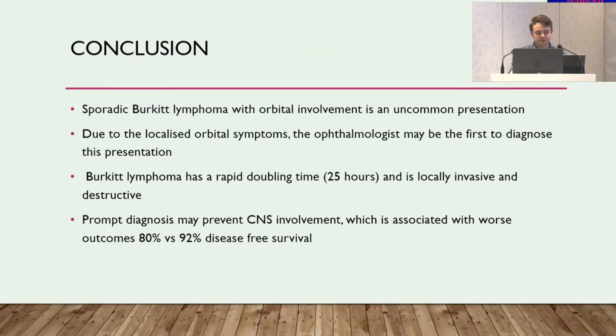So in closing, sporadic orbital Burkitt's lymphoma is rare but aggressive. It presents as a rapidly enlarging mass and mimics other orbital tumours. Early diagnosis is critical to prevent CNS spread, which significantly worsens prognosis. I believe ophthalmologists play a key role in early recognition and referral.